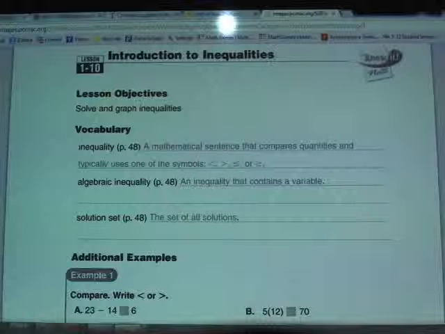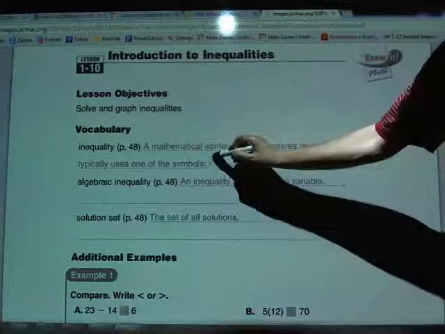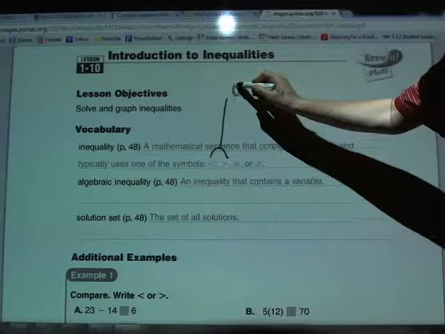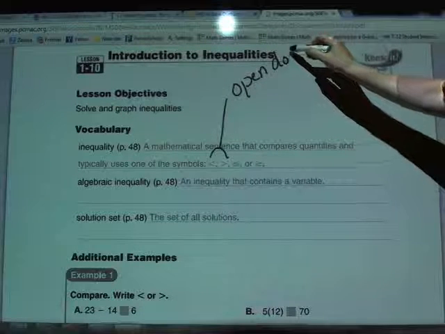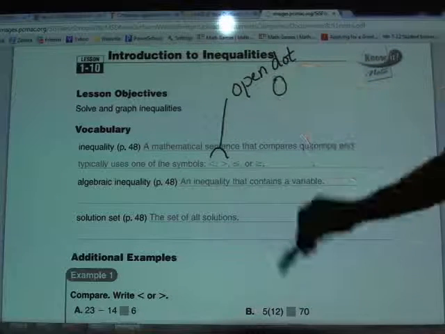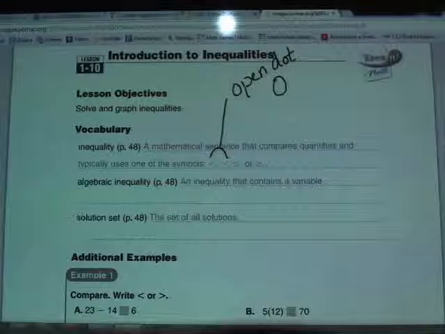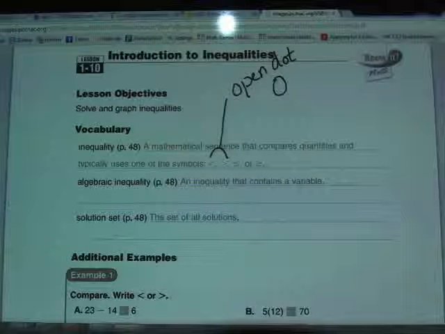When we plot less than and greater than on a number line, those get graphed with an open dot. And that open dot will end up going on the number that's in the inequality. So for instance, if it's something like x is greater than 3, we're going to end up putting an open dot on 3.